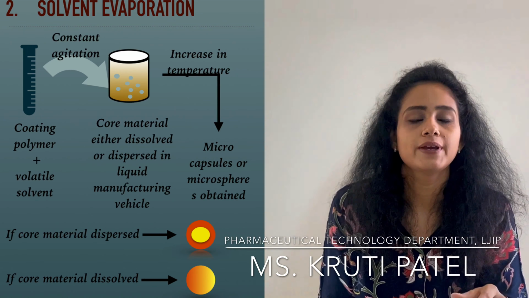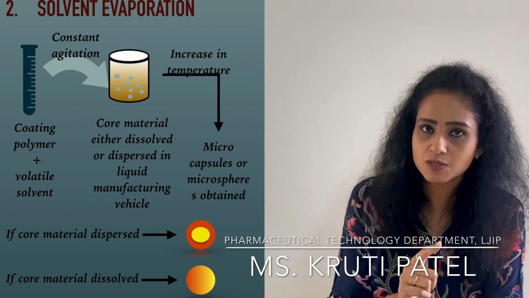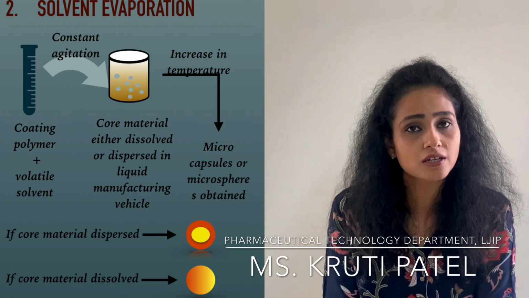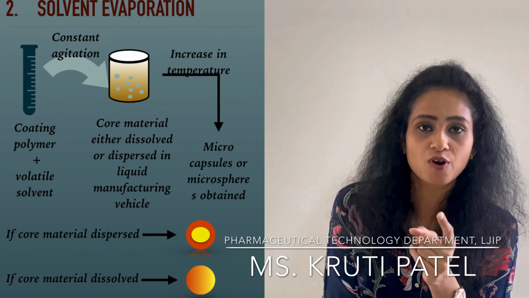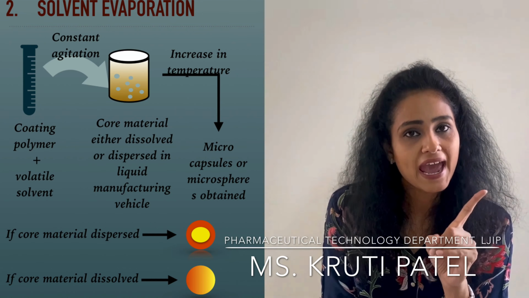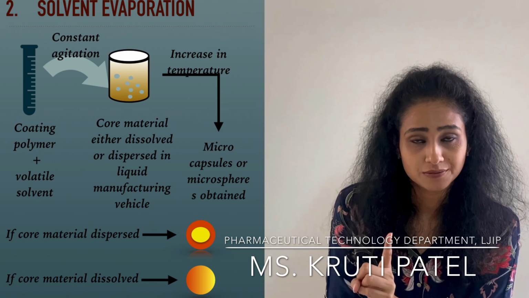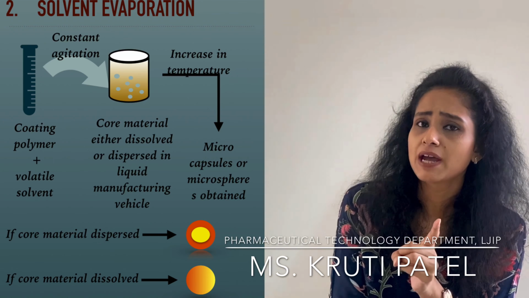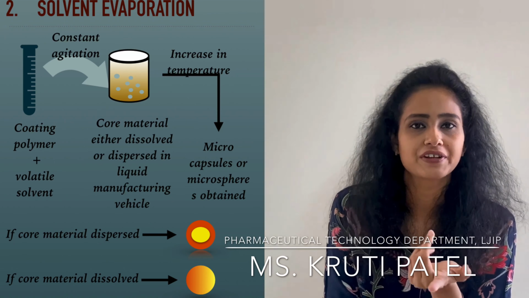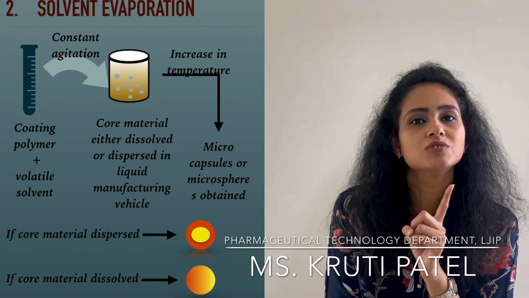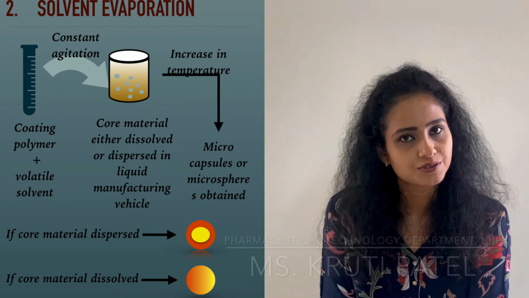Okay, when our core material is dispersed in liquid manufacturing vehicle phase, then we will be having microcapsules. That means that will be forming reservoir type of system. And if our core material is dissolved in liquid manufacturing vehicle phase, then what happens? That will be forming matrix type of system. And when that forms matrix type of system, that is known as microspheres.